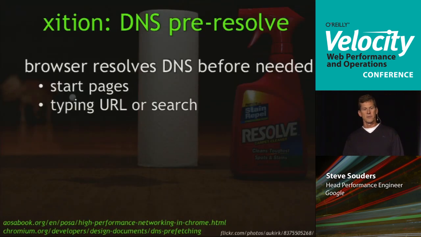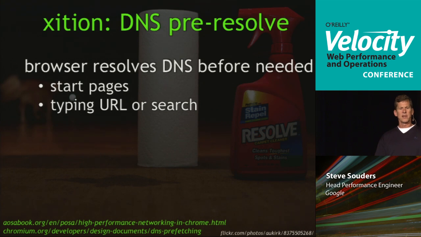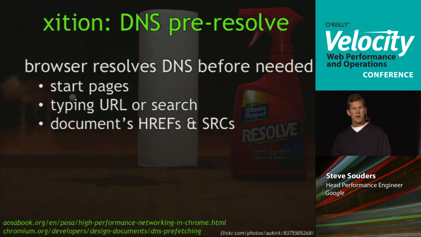If you're typing a URL, like I type HTTP Archive all the time, it could know, or if I'm going to type a search term, it might resolve whatever my default search engine is. So in my browser, if I type H, it will pre-resolve the DNS for httparchive.org just by typing H, because I go there so frequently. It's an amazing website. You should check it out.